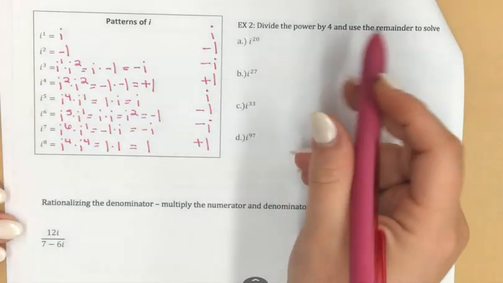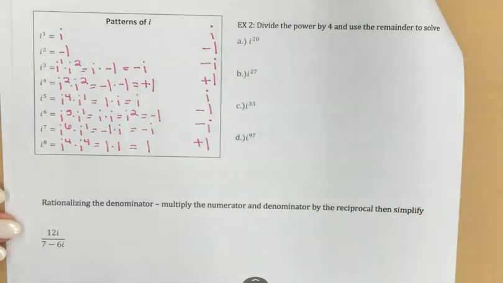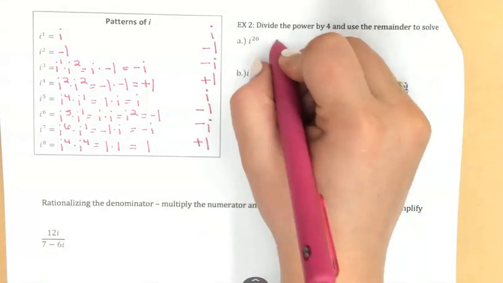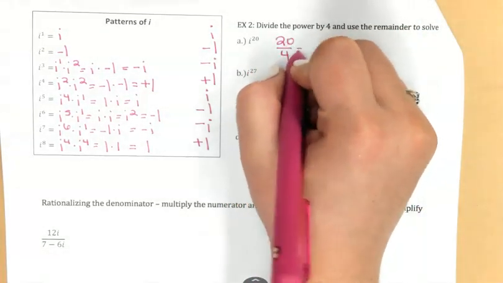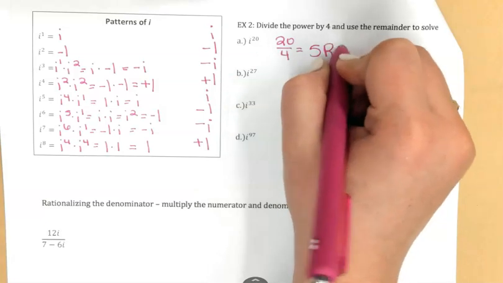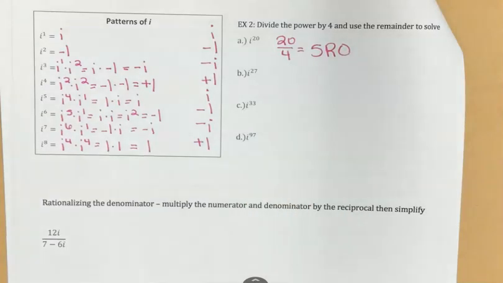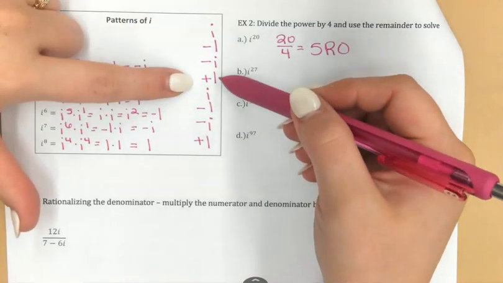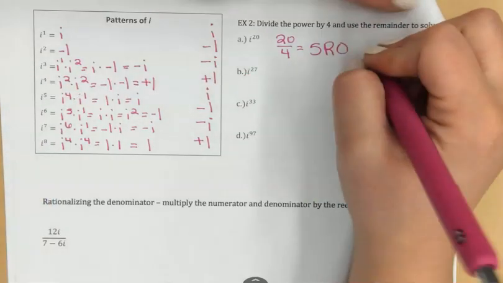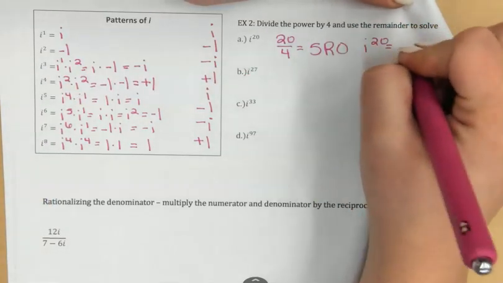So to find i to any power, all you need to do is divide your exponent by 4 and look at the remainder. So for i to the 20, for example, that divided by 4 is 5 remainder 0. So that means I'm going to go through that whole cycle 5 times. And if my remainder is 0, that means I've ended at the last stop on the way. So i to the 20 is +1.